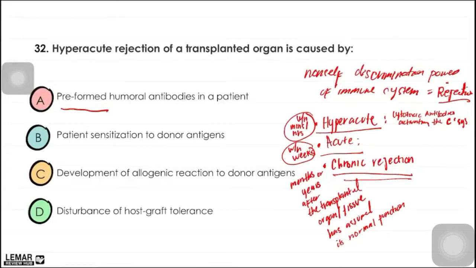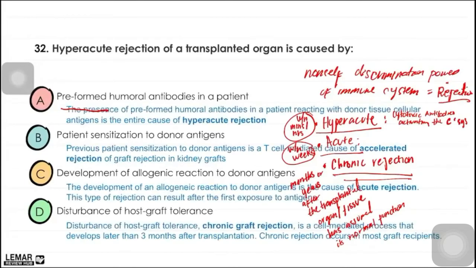So, to discuss number 32, since our answer is letter A, preformed humoral antibodies in a patient, this describes hyperacute rejection. The presence of preformed humoral antibodies in the patient reacting with donor tissue cellular antigen is the entire cause of hyperacute rejection.